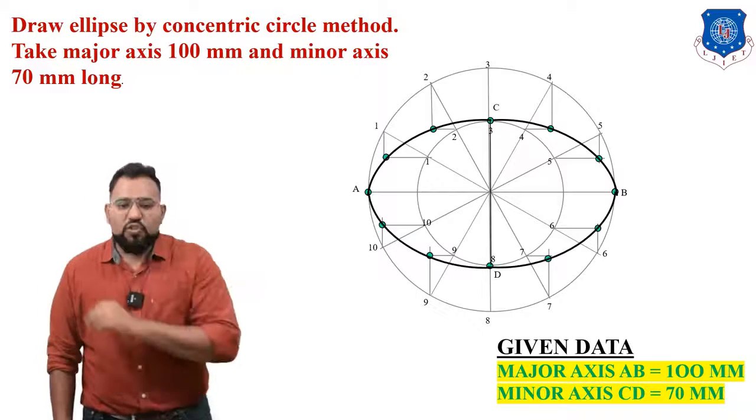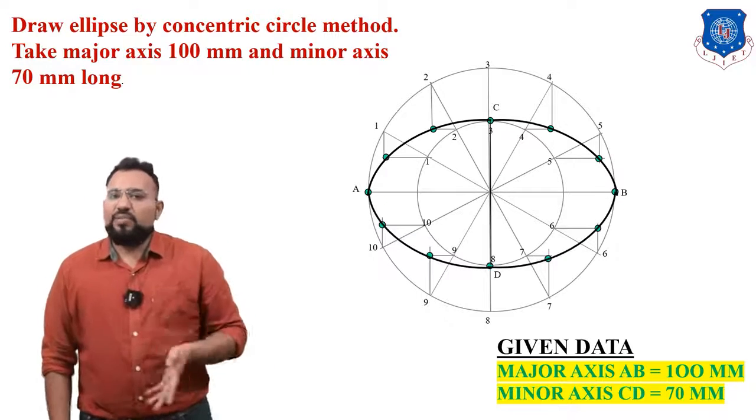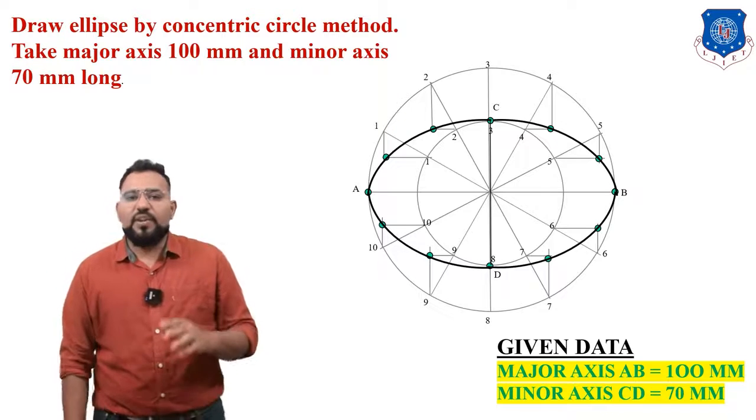Yes, so the shape which you are getting over here is known as an ellipse. So this is how, by using the concentric circle method, you can draw an ellipse.